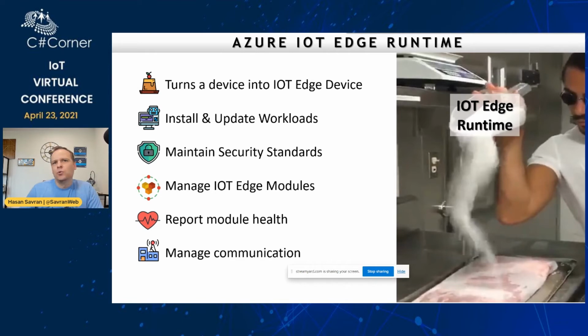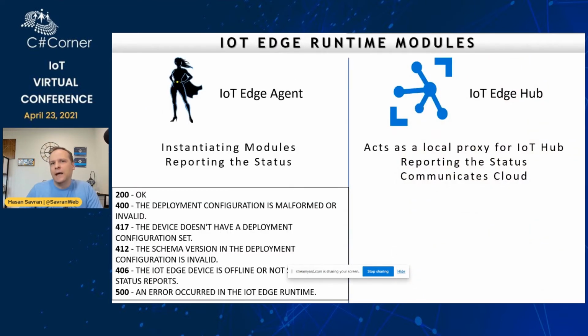To do that, the runtime has two types of modules. The first one is the IoT Edge Agent. That's the one that initiates all the modules. Whenever you send something, for example, in our case we are going to send SQL Edge, it's going to get that information, download it, install it, configure it, and everything is going to work. From there, it's going to report the status, whether it's working or failed. So it does all those things.